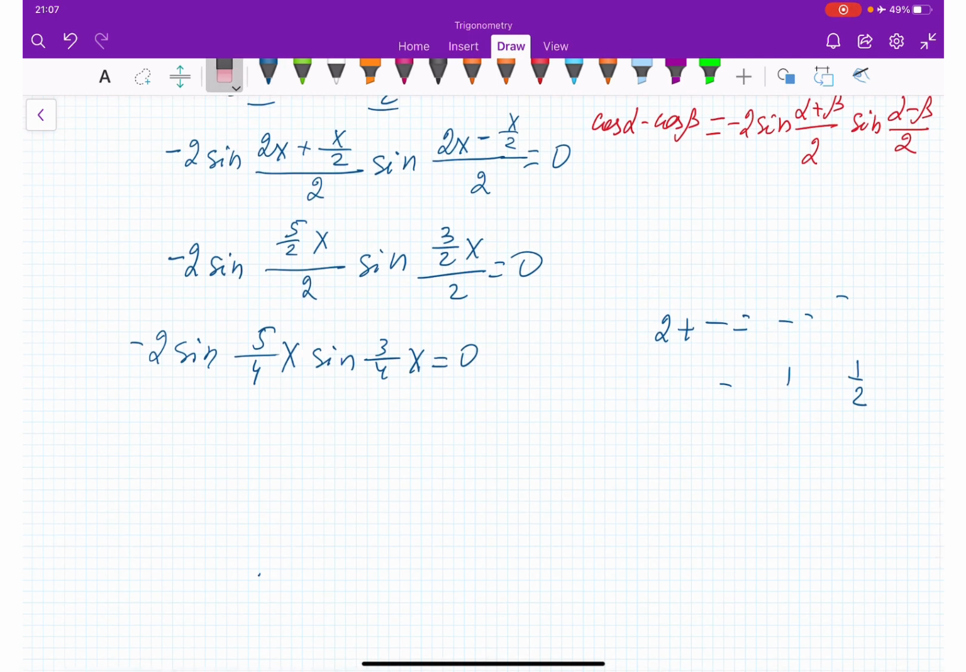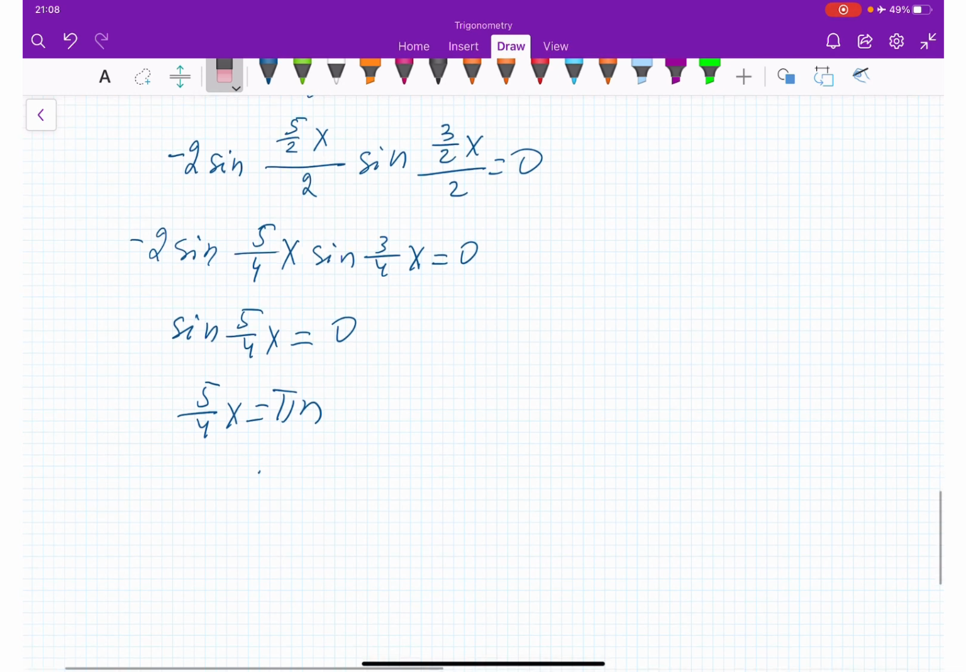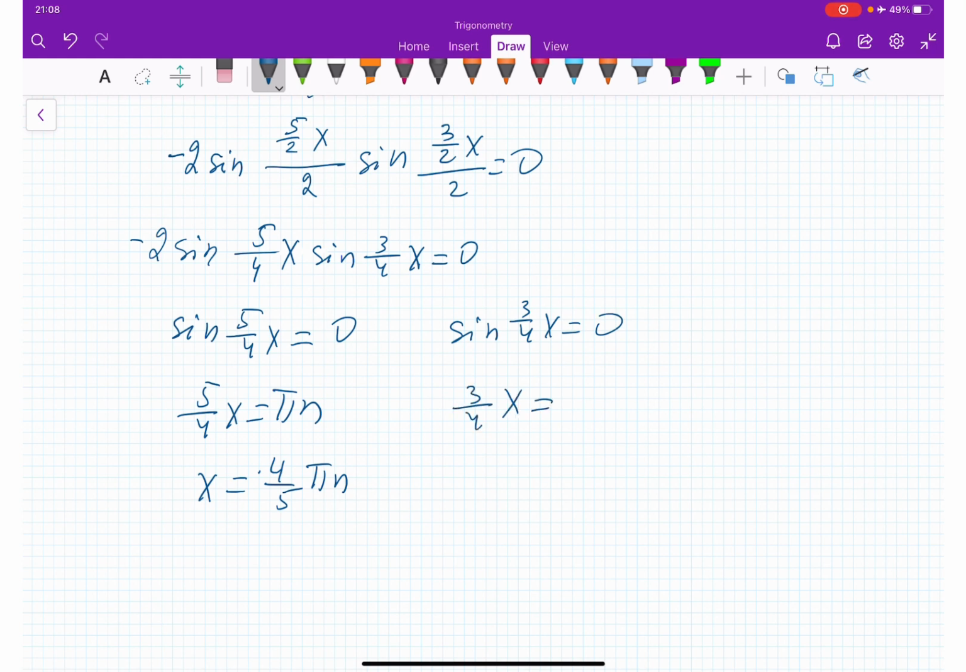All right, now since we have multiplication, we can say sine 5 over 4x equals 0. Sine is 0 at the points 0 and pi, right? So 5 over 4 x is equal to pi n, which means x is equal to 4 over 5 pi n. Next, sine 3 over 4x is equal 0. So from here, 3 over 4x is also equal to pi n, because it's the same situation, sine 0. And x is equal to 4 over 3 pi n.